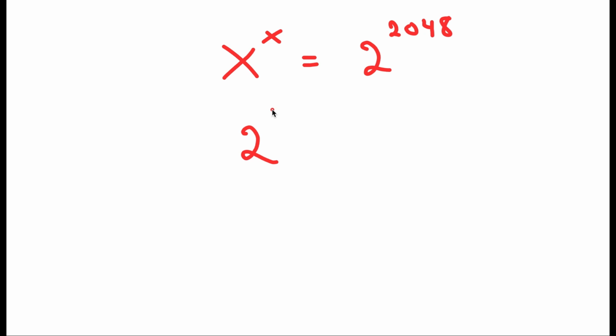Alright, so in this video, I'm going to solve a challenging exponential equation. The equation is x to the power of x is equal to 2 to the power of 2048. To solve this, I'm going to first start by writing this as 2 to the power of 2 times 1024, where I rewrote 2 to the power of 2048 as this. So x to the power of x is equal to 2 to the power of 2 times 1024.